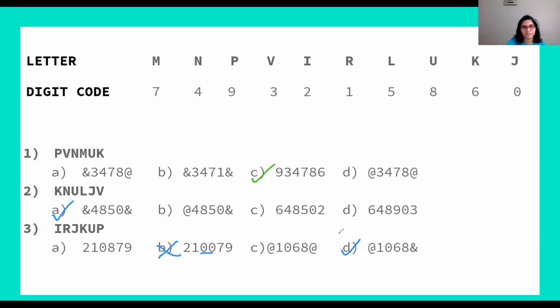So I is 2, R is 1, J is 0, 6, 8, and T is 9. Okay, this is not the answer because it shows both are vowels, but one is a vowel and one is a consonant. Now here, these two letters are not right, so this is also not the answer. So our answer is this, since it shows one is a vowel and one is a consonant.